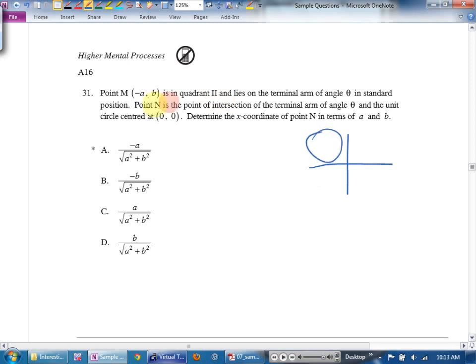Could I find what r is algebraically? Yeah, r is the square root of x squared plus y squared. When you square the negative, it would vanish. So there's r. And they want point N, the point of intersection of the terminal arm and the unit circle centered at 0, 0. So point N is right there. Determine the x-coordinate of N in terms of A and B.